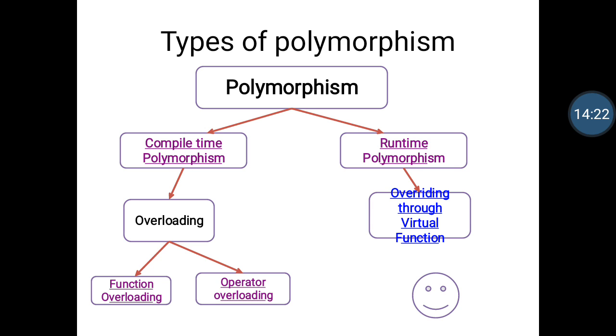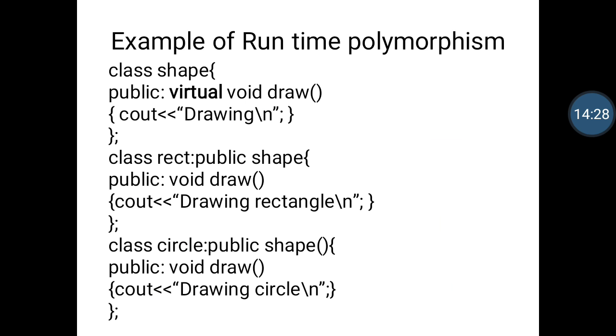Now we'll see runtime polymorphism. Runtime polymorphism is implemented by using overriding. Overriding means we can change the contents of the function, we can change the contents of the variables as and when it is required during the execution. And this is implemented by using the virtual keyword or virtual functions.